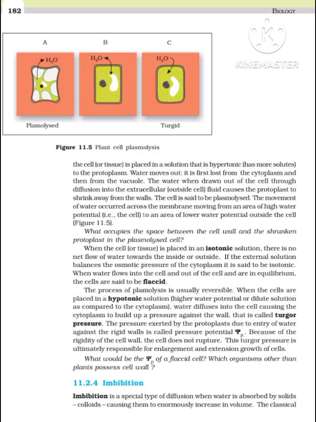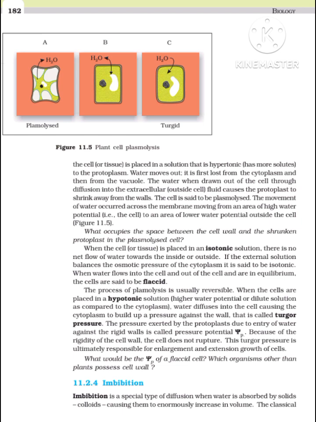Figure 11.5, plant cell plasmolysis. The cell, or tissue, is placed in a solution that is hypertonic, has more solutes, to the protoplasm. Water moves out, it is first lost from the cytoplasm and then from the vacuole. The water, when drawn out of the cell through diffusion into the extracellular, outside cell, fluid, causes the protoplast to shrink away from the walls. The cell is said to be plasmolysed.